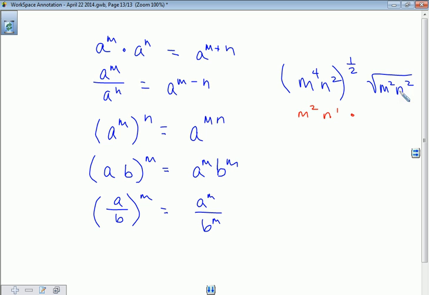Now we're taking the square root of this. Well, the square root is the same as raising it to the 1/2 power. So we're taking half of these. So this is m to the first, n to the first. So what would that simplify to? m cubed times n squared. Yeah. That's much easier to do.